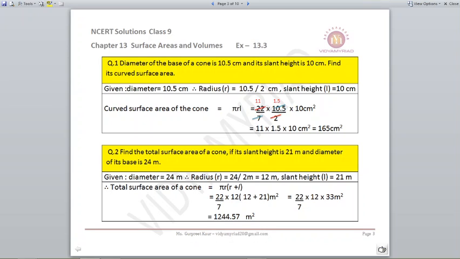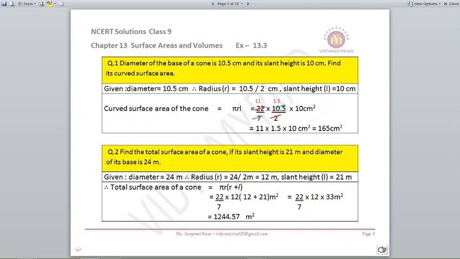Put it into the formula of pi r L. Pi will be 22 by 7. R is 10.5 upon 2 and slant height is 10. They are divisible and you get curved surface area as 165 centimeters square.